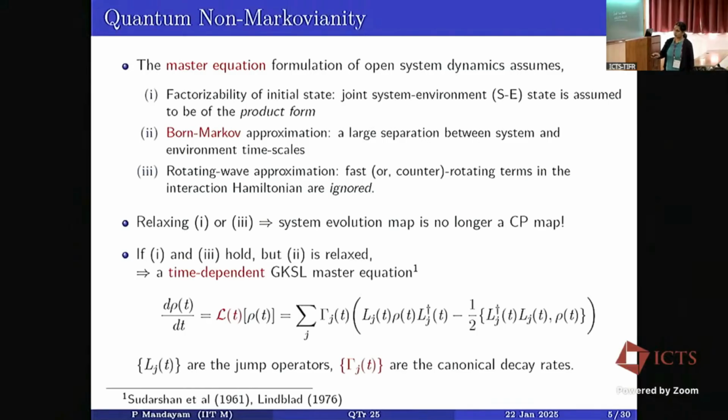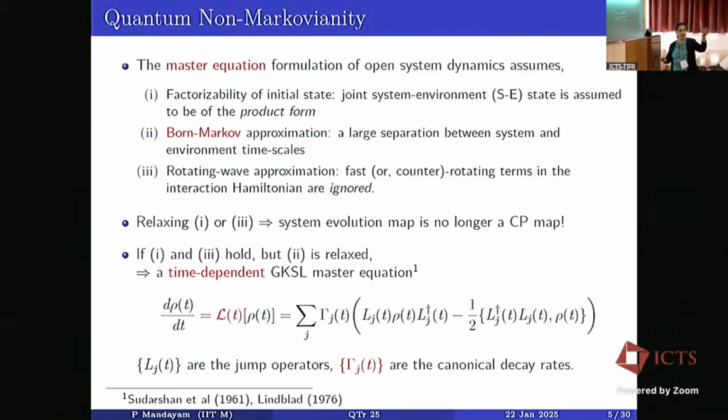And I'm not going to go into the details here, except to say that this L of t is what we call the Lindbladian. These L_j of t are the jump operators. We've heard about this in many talks here. And these capital gamma_j are the decay rates that we associate with each of these jump operators, right? And you notice that I have now put time dependences all over the place.